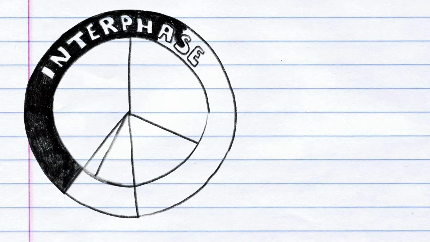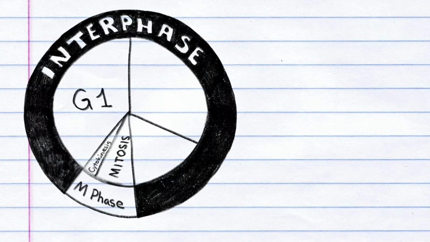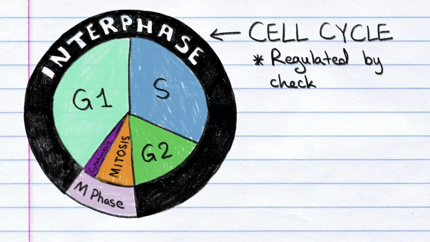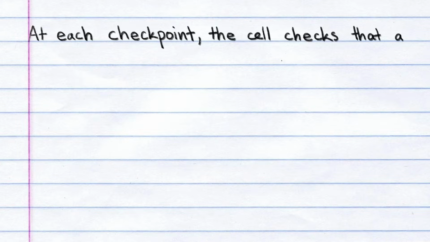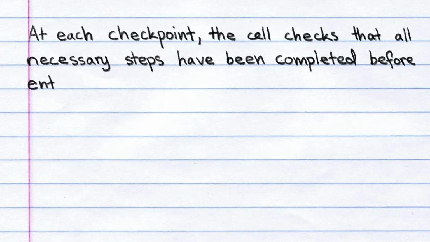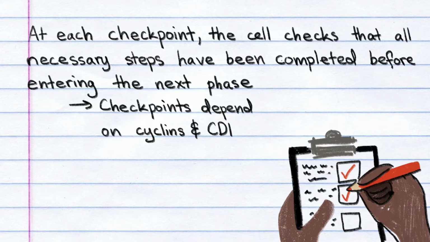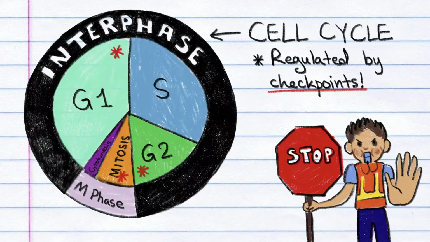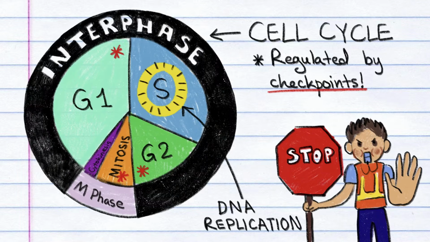Progression through the phases of the cell cycle, mitosis, G1, S, and G2, is regulated by checkpoints. At each checkpoint, the cell checks that all necessary steps have been completed before entering the next phase. These checkpoints depend on cyclins and CDKs to proceed. DNA replication occurs during S-stage of interphase and must be completed before a cell can enter mitosis.